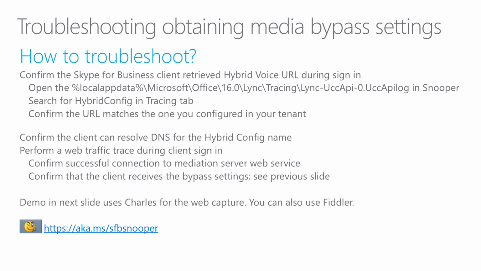Troubleshooting obtaining media bypass settings in clients. You've deployed Cloud Connector V2 and enabled media bypass in your tenant, but your clients are not making media bypass calls. How do you troubleshoot?